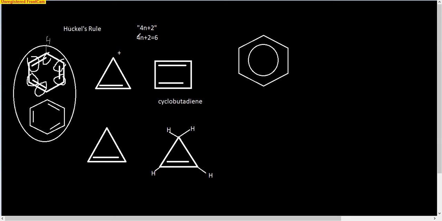So when you put it into Huckel's rule, 4n plus 2 equals 6. The idea is you solve for n, and if you get a whole number, it fits Huckel's rule, and it is aromatic. So 4n plus 2 equals 6; 6 minus 2 is 4. 4 divided by 4 is 1. n equals 1. That's a whole number, so benzene can be considered aromatic.